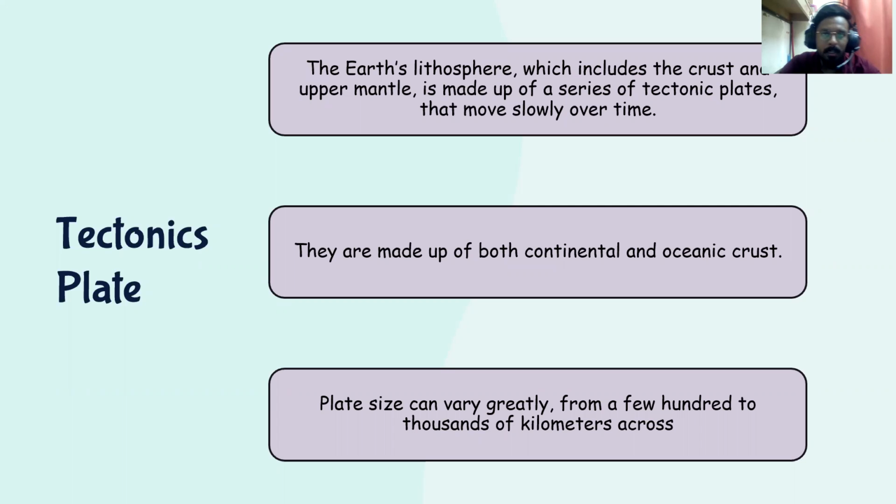The Earth's lithosphere, which includes the crust and upper mantle, is made up of a series of tectonic plates that move slowly over time. In a way, we can say that the Earth resembles a giant jigsaw puzzle. The tectonic plates are made up of both continental and oceanic crust. The plate size can vary greatly from a few hundred to thousands of kilometers across.